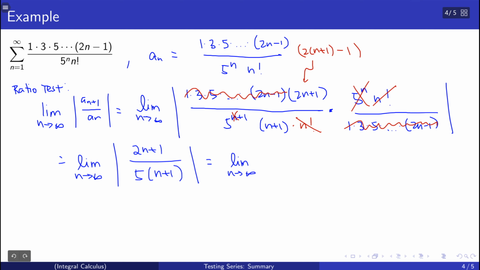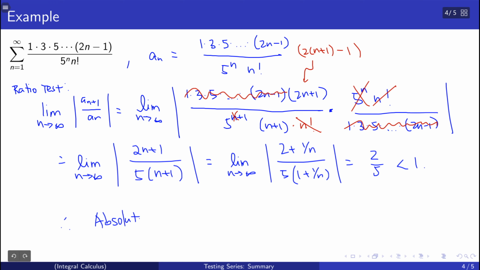And this tells me the limit is 2 over 5, which you can see if you just divide the top and the bottom by n. Right, so that's 2 over 5 times 1. Therefore, by the ratio test, this is absolutely convergent. I mean, its terms are all positive, right? So if you say it's convergent, then it's absolutely convergent, because its absolute value is itself. Okay, so that was nice, right? The ratio test really helps when you have a factorial in there, because a lot of the terms cancel out.